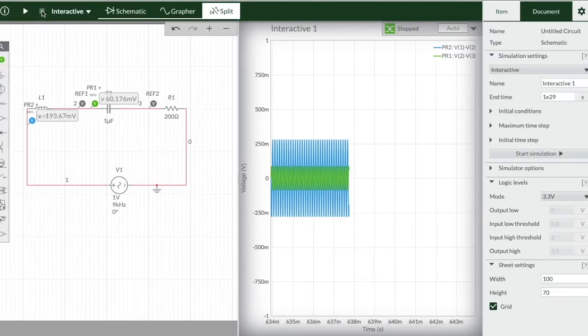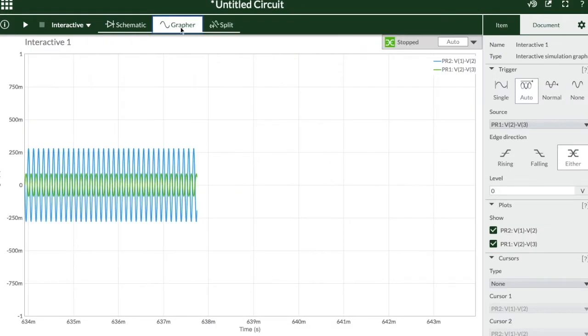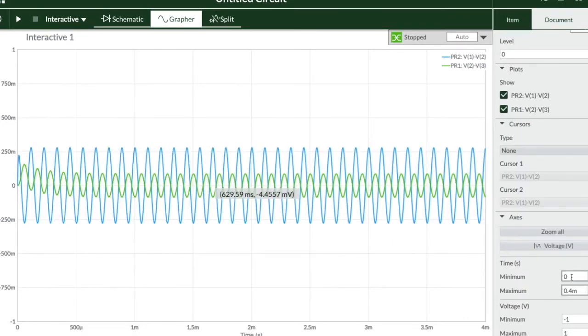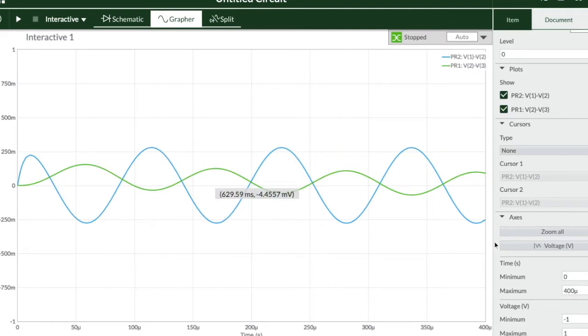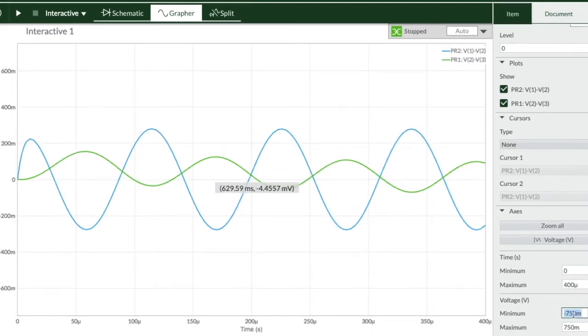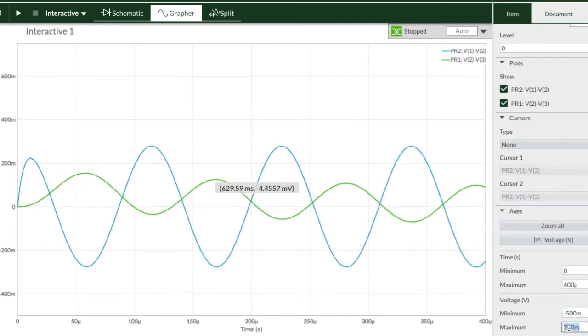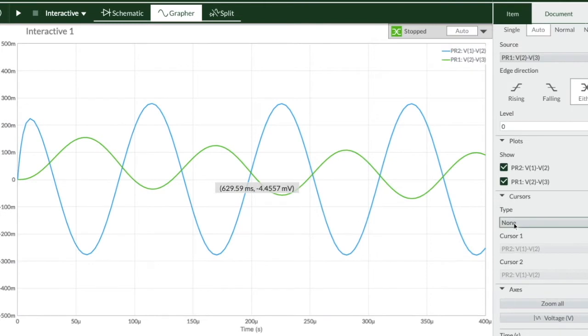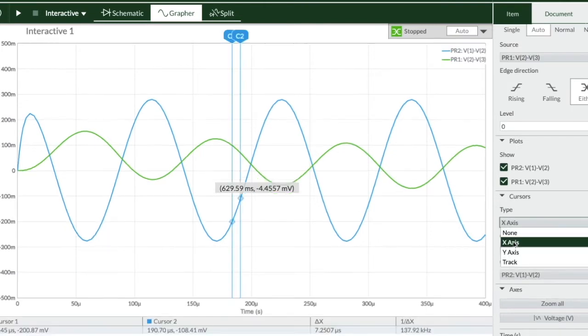Let's stop the simulation, come to grapher mode and expand the time axis, for which we are selecting minimum time as 0 and maximum as 0.4 milliseconds. Let us take minimum voltage as minus 500 millivolt and maximum as plus 500 millivolt. Let us select two cursors along x-axis.